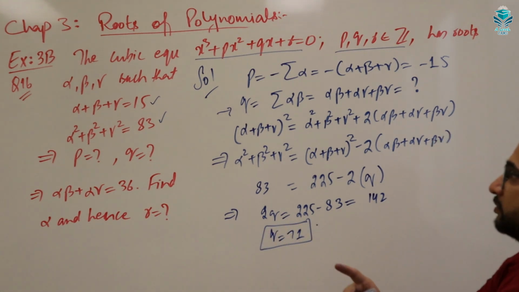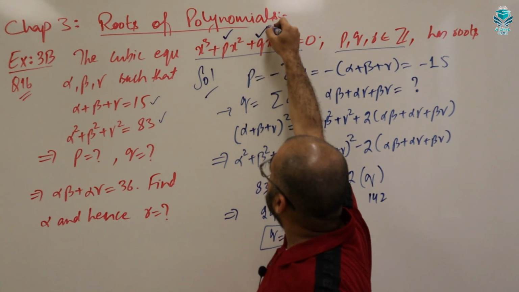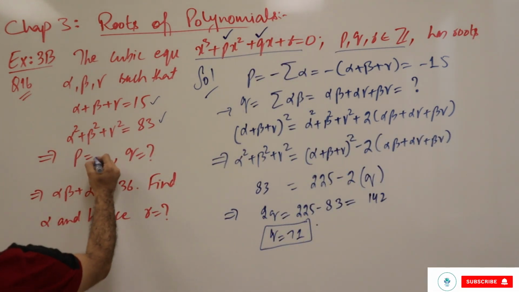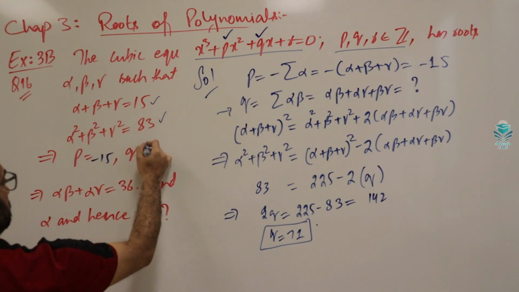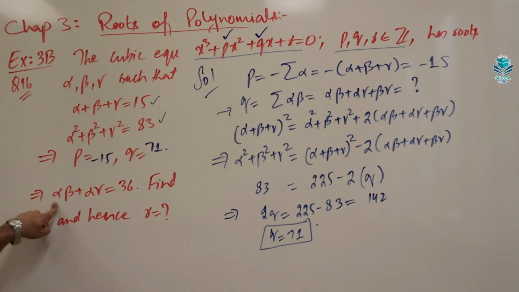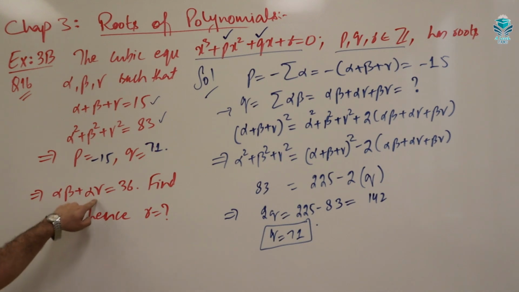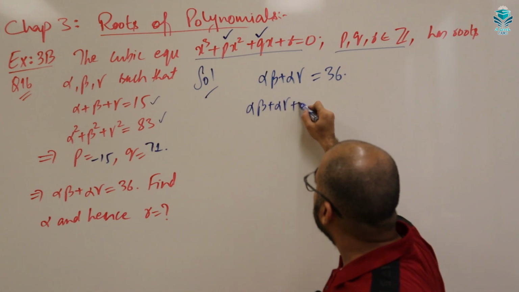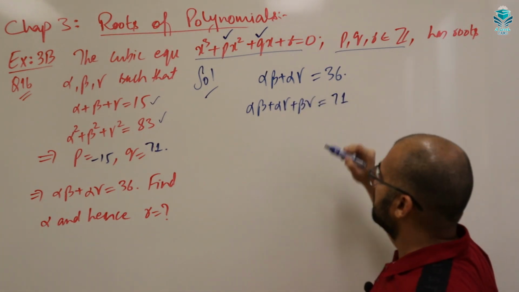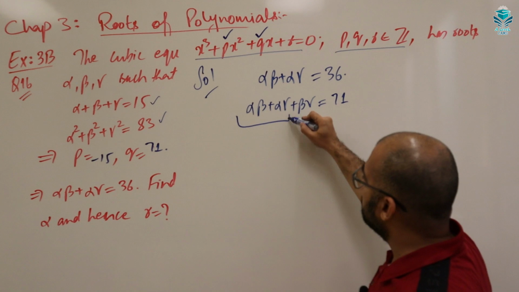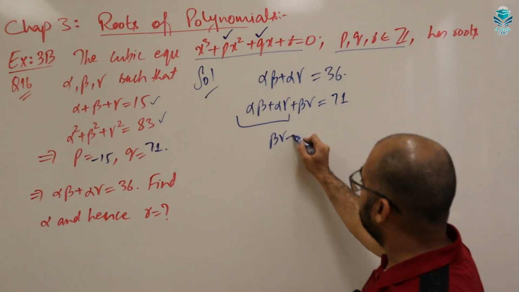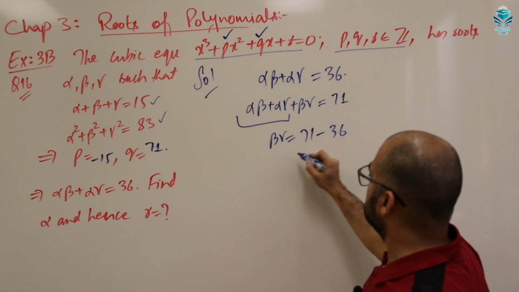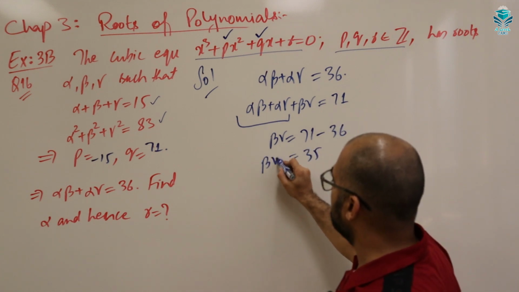So it means you have determined the value of p and q. So these requirements are complete. P is minus 15, q is 71. We are given that alpha beta plus alpha gamma is 36. Okay, but we know the total is 71, its value is 36, so beta gamma is 71 minus 36, which is 35. Beta gamma is this one.